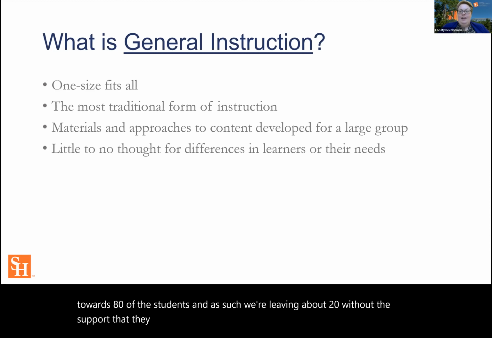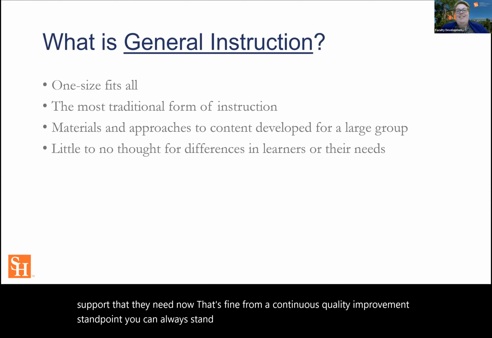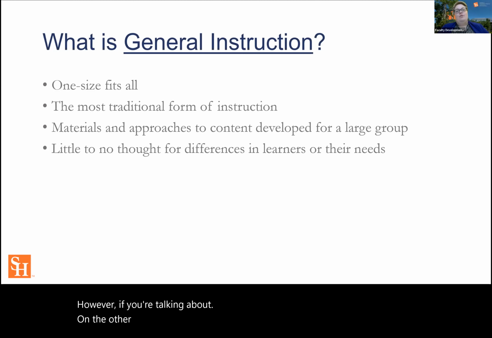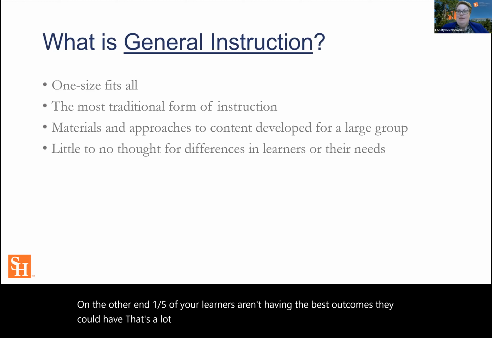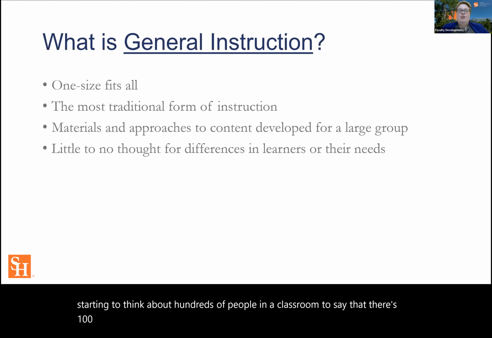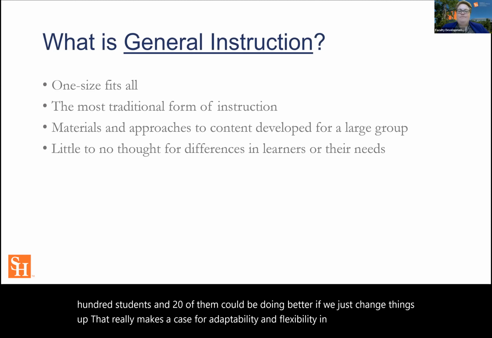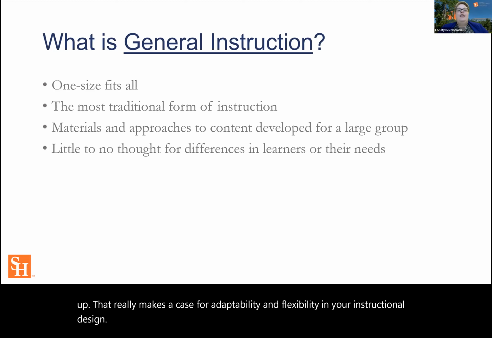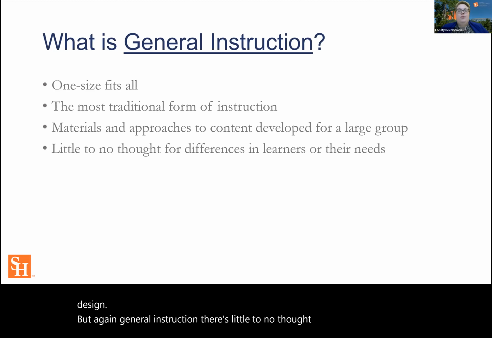Now, that's fine from a continuous quality improvement standpoint. You can always stand to improve on 20%, and that's not a big gap. However, if you're talking about on the other end, 1/5 of your learners aren't having the best outcomes they could have, that's a lot of people. That's a lot of people, especially when you're starting to think about hundreds of people in a classroom. To say that there's 100 students and 20 of them could be doing better if we just change things up, that really makes a case for adaptability and flexibility in your instructional design. But again, general instruction, there's little to no thought for differences in learners or their needs.